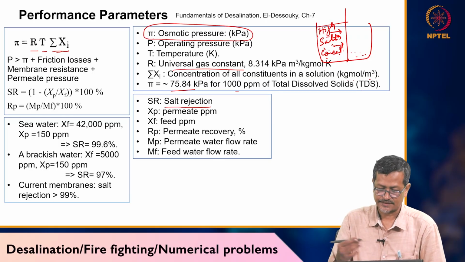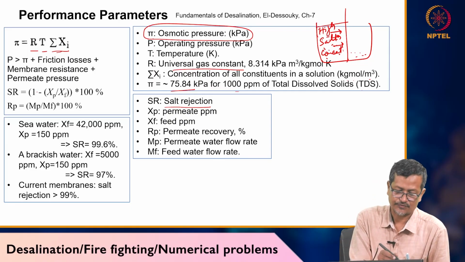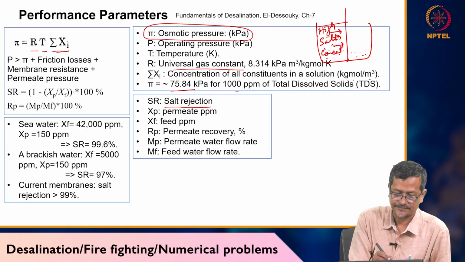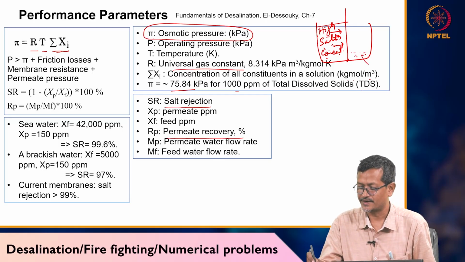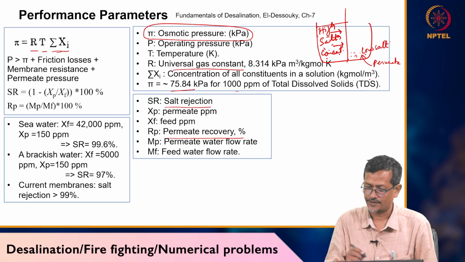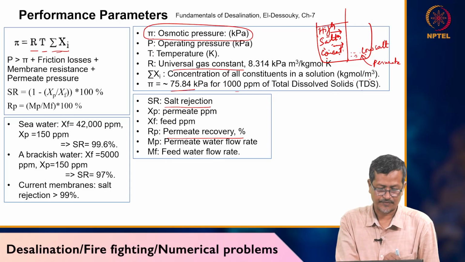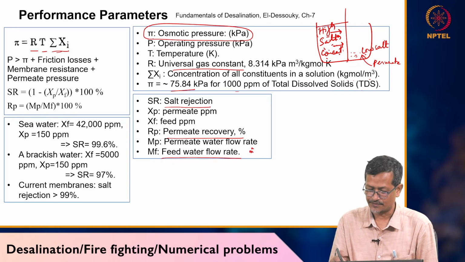So SR is salt rejection: how much salt is rejected or remaining after removal of water? The formula is (1 minus XP by XF) into 100. RP means permeate recovery. Permeate is the water you are getting here, with low salt content. The RP formula is MP divided by MF, where MP is the permeate water flow rate and MF is the feed water flow rate, in meter cube per second.